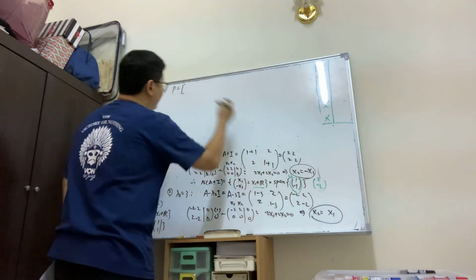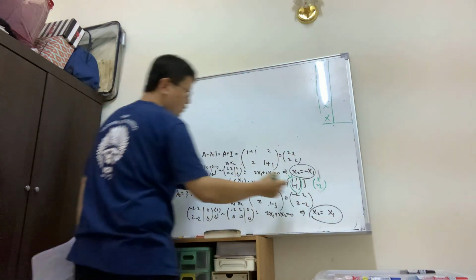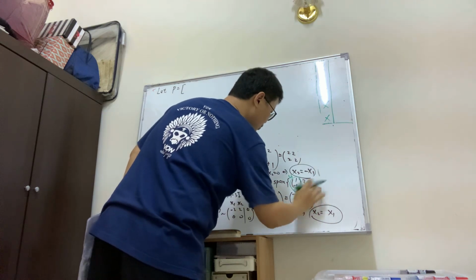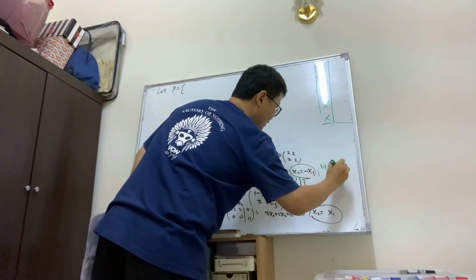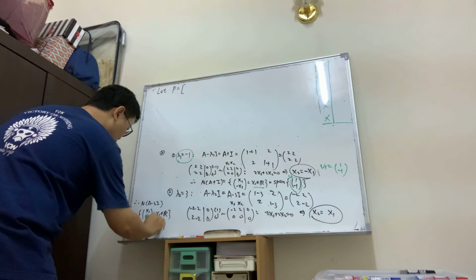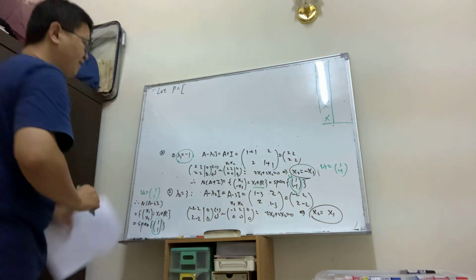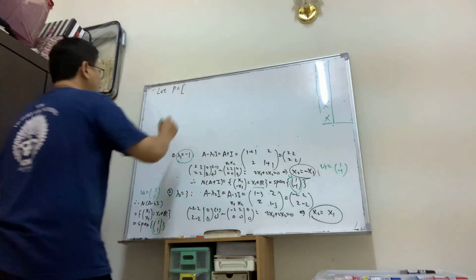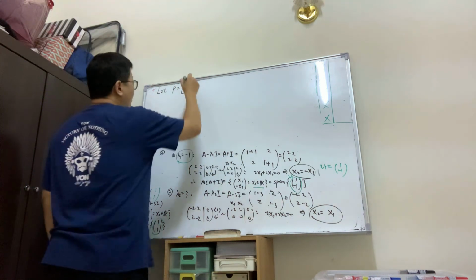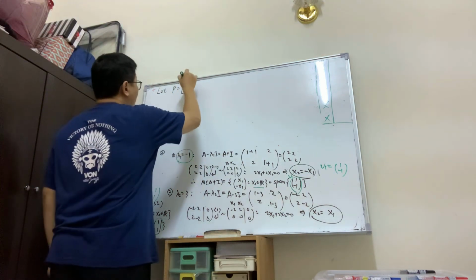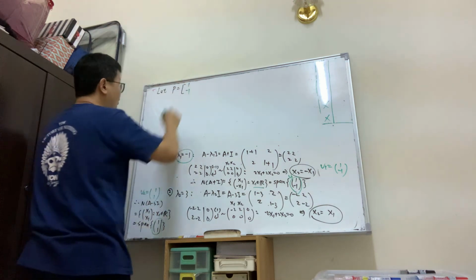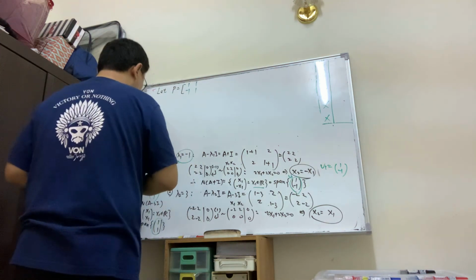We could choose this one. So here V1 is this one. Here we could choose let V1 be (1, -1), and here we let V2 be the vector (1, 1). So the matrix P has V1 in the first column, so it's (1, -1), and V2, (1, 1), in the second column.